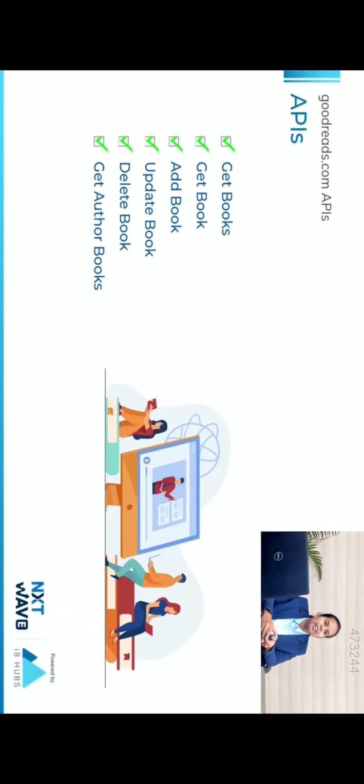Now if you just send the request, you'll get a response in this manner. You can give this a try after the session. In this way, we are done with the get author books API too. So we are done with various APIs related to goodreads.com, right? We have covered various concepts here.